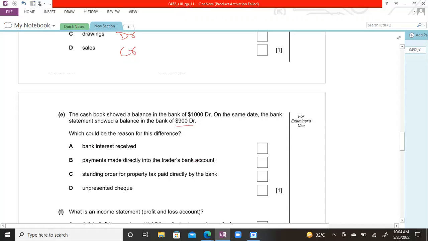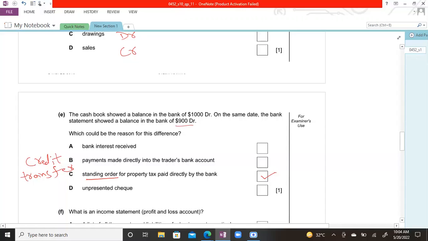Payments made directly into the trader's bank account. It means a credit transfer. So again, in a credit transfer, our bank balance is increasing, so it cannot be an overdraft. An unpresented cheque will decrease our balance. So here our answer is the standing order: the standing order for property tax paid directly by the bank.